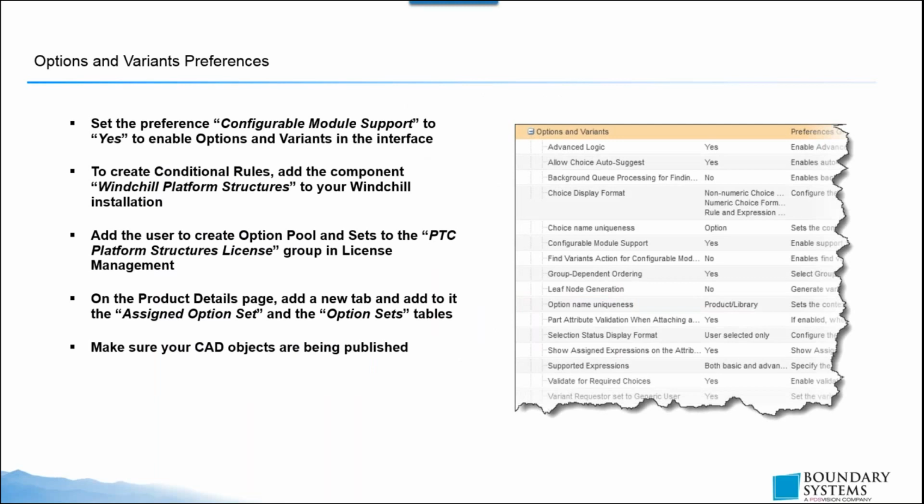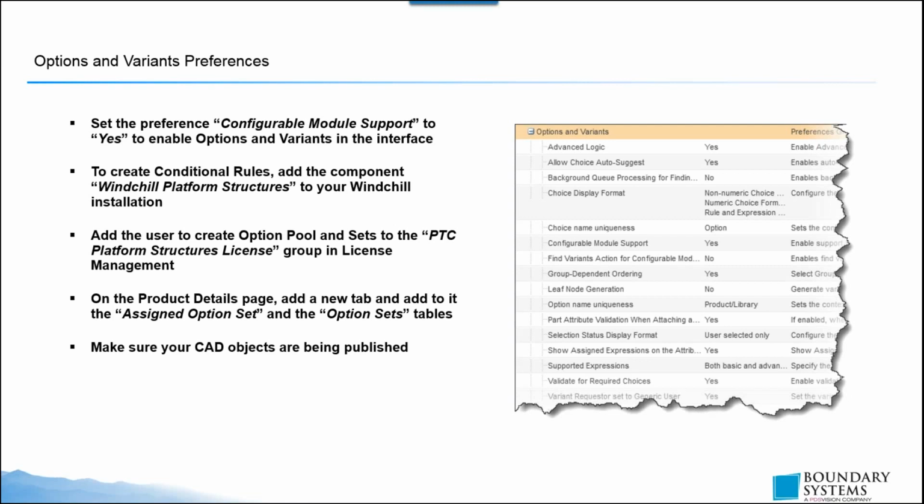Before I jump into the demo, let me give you a couple tips in regards to this options and variants module. So options and variants comes installed with Windchill PDM link. It's not an extra module you have to install. However, it is not enabled out of the box. So you have to go to your site preferences and set the preference, configure module support, to yes, and that would enable options and variants in the interface.